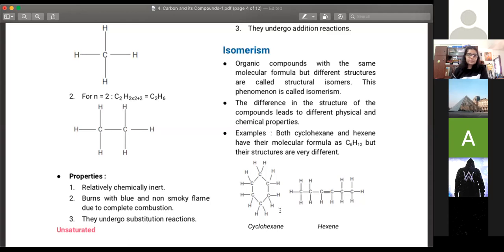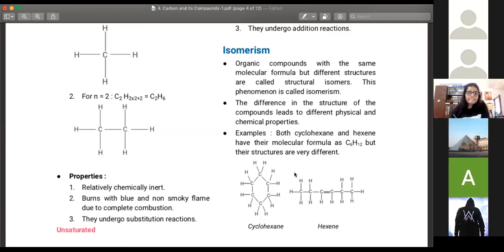Ma'am, I have a doubt. For butane, you made two different structures. The other structure, will it react with something or will it not react at all? Both will react, but they will react in different ways. The end product will be different for both of them.